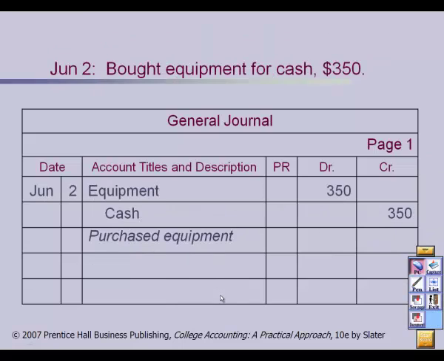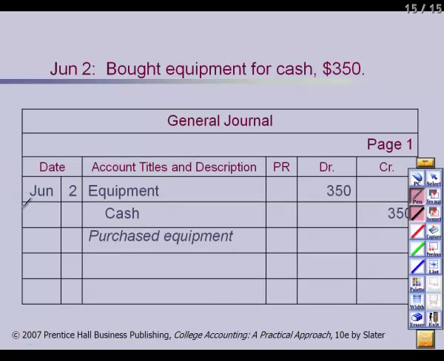We can look at a second example of a transaction. Here on June 2nd, you bought equipment for cash for $350. So for the date, you will put that it was recorded on June 2nd. You bought equipment. So now you have to analyze again what two accounts are affected. If you bought equipment, then your equipment account is being affected. Your equipment is increasing. Therefore, it will be first, and you will record this one on the debit for $350.